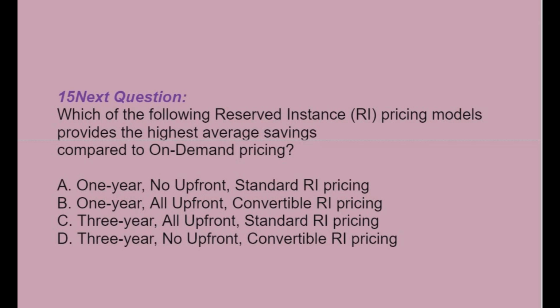Question is which of the following reserved instance, RI, pricing models provides the highest average savings compared to on-demand pricing? Option A, 1 year no upfront standard RI pricing. Option B, 1 year all upfront convertible RI pricing. Option C, 3 year all upfront standard RI pricing. Option D, 3 year no upfront convertible RI pricing.